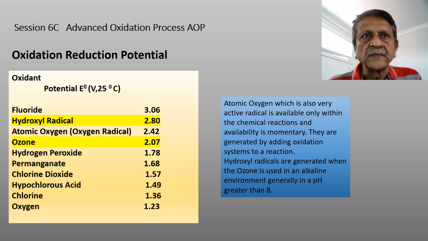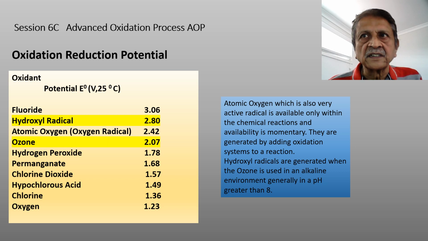You will find fluorine has the highest ORP, then comes the hydroxide free radical, following which is atomic oxygen, which is an oxygen radical that is produced during a reaction where oxygen is produced. Then comes ozone, and following them hydrogen peroxide, and you will notice chlorine as second last, and last being oxygen.